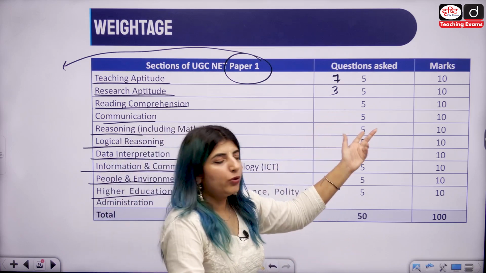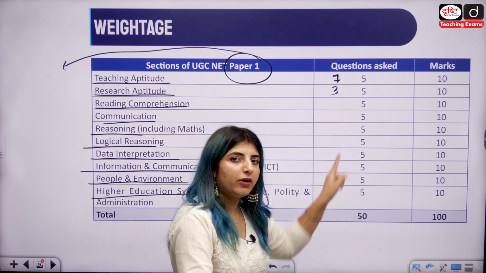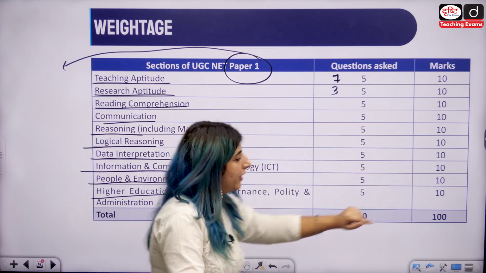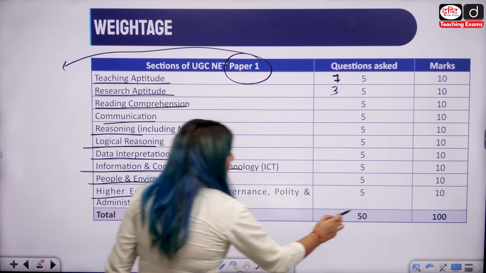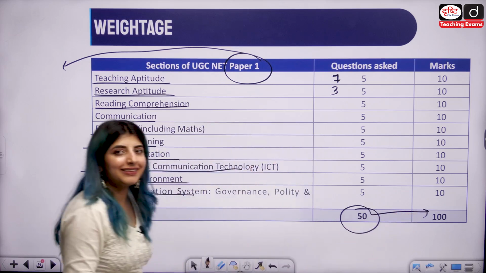So, marks, again I told you, 2 marks for each and every question. So, 5 questions hain, to 10 marks honge, correct? So, 50 questions having 100 marks each.